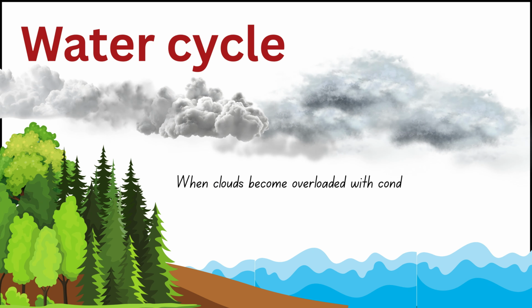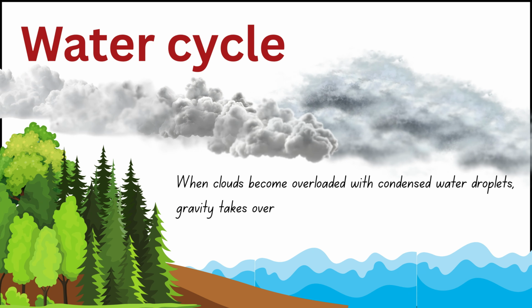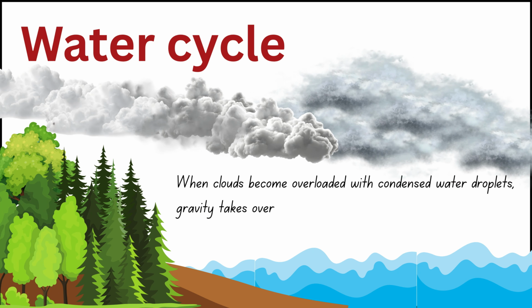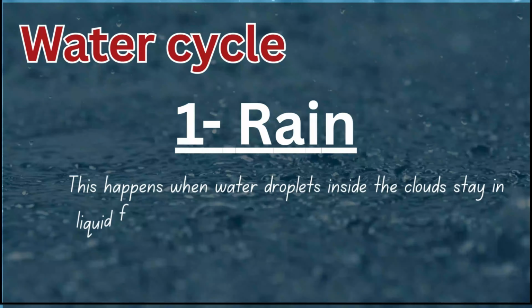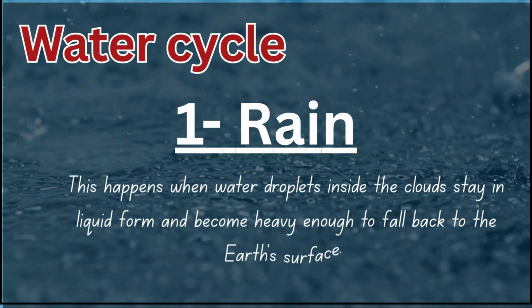When clouds become overloaded with condensed water droplets, gravity takes over. The droplets become too heavy to stay suspended in the air. They fall back to Earth as precipitation. Precipitation can take many forms depending on air temperature. The first form is rain. This happens when water droplets inside the clouds stay in liquid form and become heavy enough to fall back to the Earth's surface. The second form is snow.